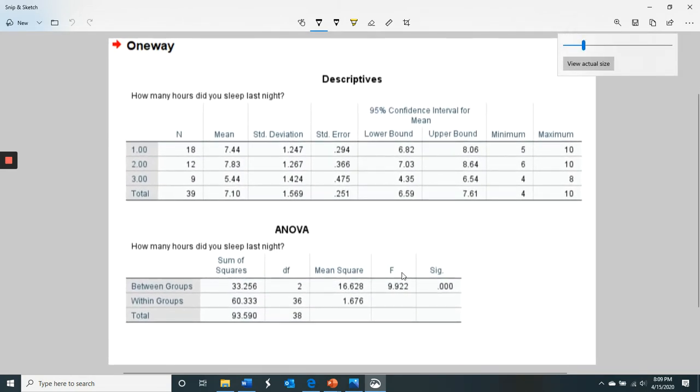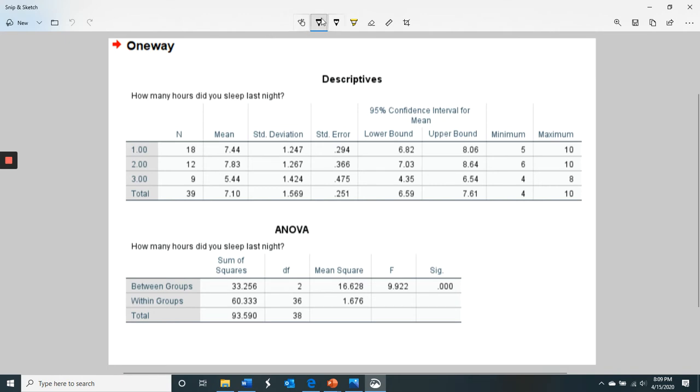So again, if you wanted to look at this F, 9.92, and then go to the table to get your critical value, here's the degrees of freedom between, that's the column, degrees of freedom within, you can find the critical value there and compare it to this F, and you'll find the same decision, that you rejected H0.